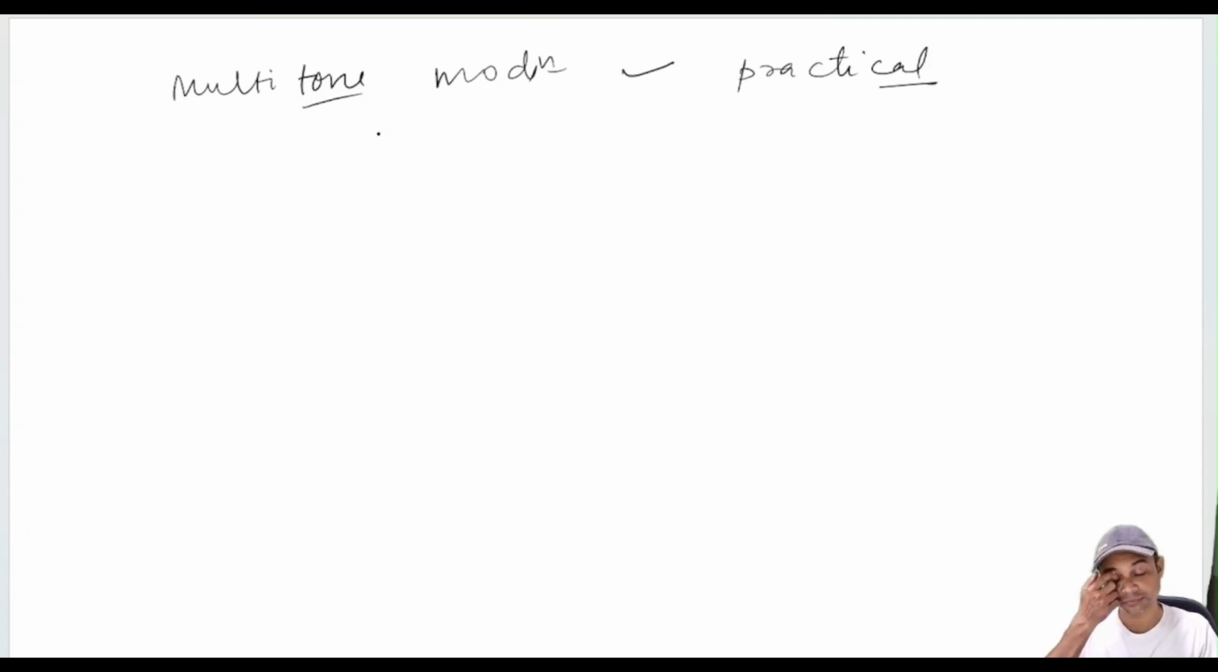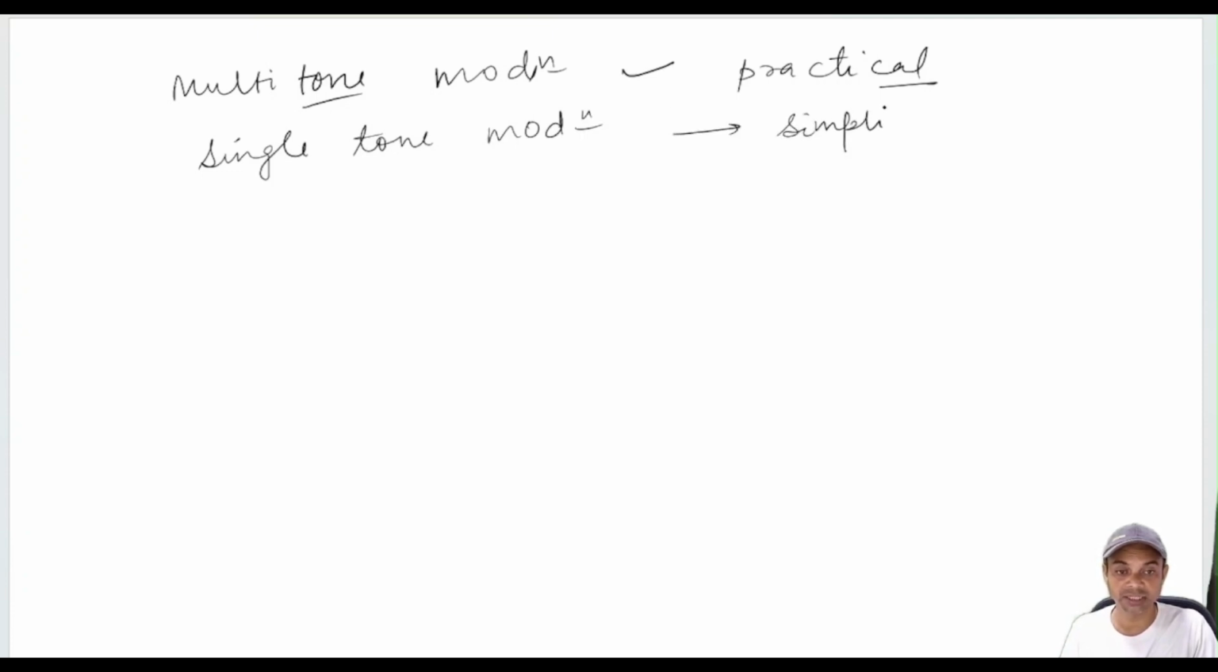Multi-tone modulation, with multiple frequencies, is the practical modulation technique. But for simplicity of understanding, we need single tone, or you can say a single frequency message signal, for the simplicity and to understand the modulation technique.